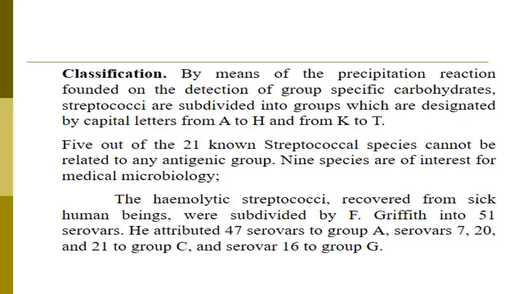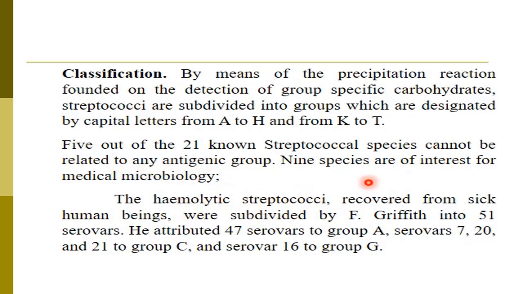Regarding the classification of streptococci, by means of the precipitation reaction founded on the detection of a group specific carbohydrate, streptococci are subdivided into groups which are designated by capital letters from A to H and from K to T. Five out of 21 known streptococcal species cannot be related to any antigenic group. Nine species are of interest for medical microbiology.